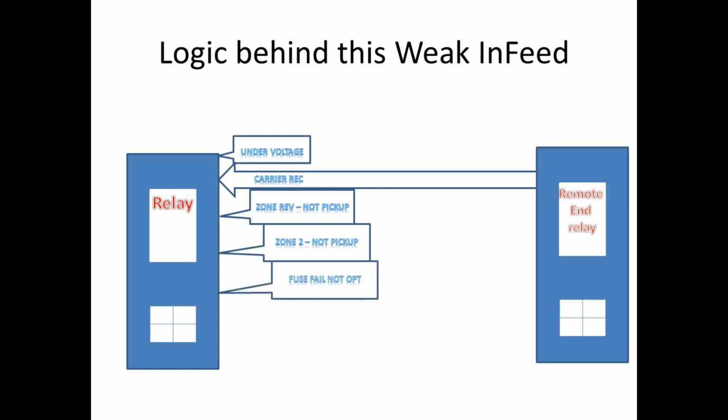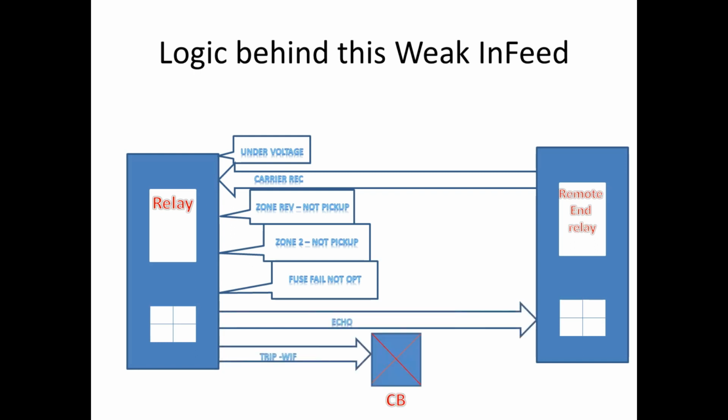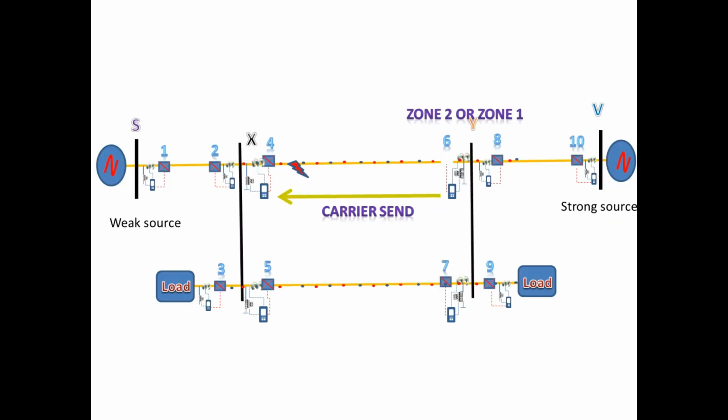If all this is satisfied, our relay is going to trip on weak in feed, and it will also send one echo signal to the other station. This is the logic we use for weak in feed. Depending upon the relay, this logic will go for configuration. Once all these conditions are satisfied, the relay over breaker 4 will trip on weak in feed, and it will open the breaker instantaneously and clear the fault.